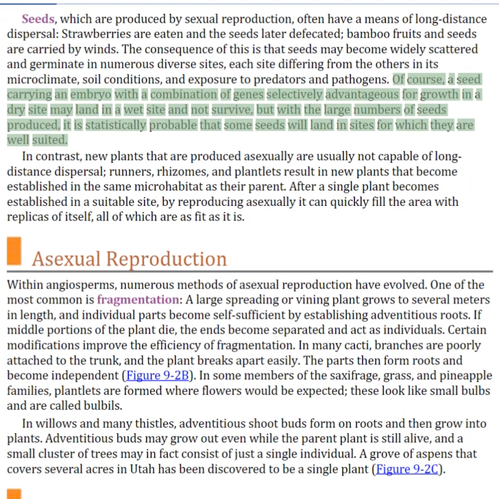Of course, a seed carrying an embryo with a combination of genes selectively advantageous for growth in a dry site may land in a wet site and not survive, but with the large numbers of seeds produced, it is statistically probable that some seeds will land in sites for which they are well suited.